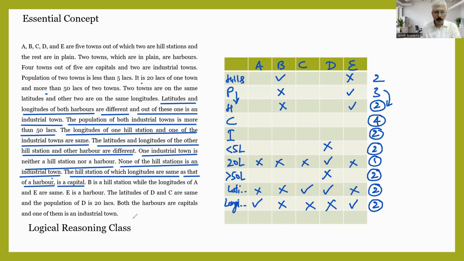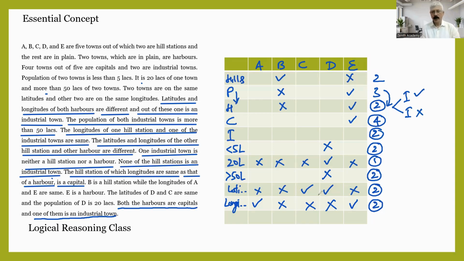Both the harbors are capitals. Still, you have decided only one city as a harbor, so this is a capital. But you don't know the other harbor city, so underline it. And one of them is industrial. Means out of the two harbor cities, one is industrial only, the other is not.